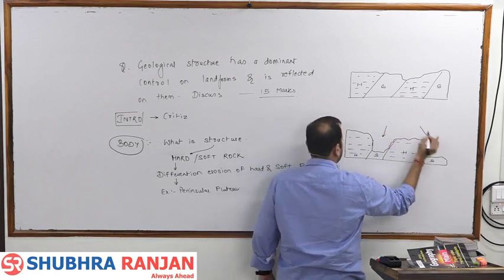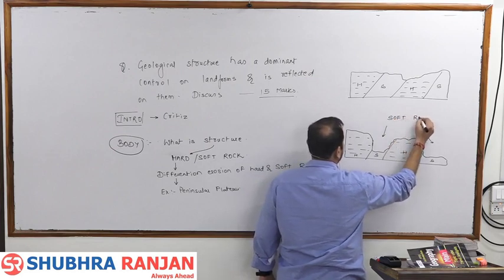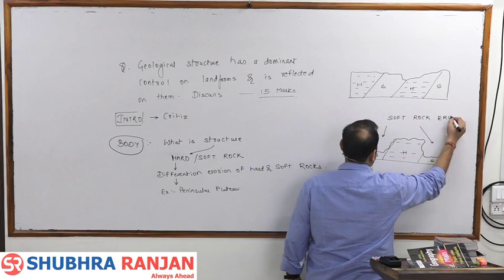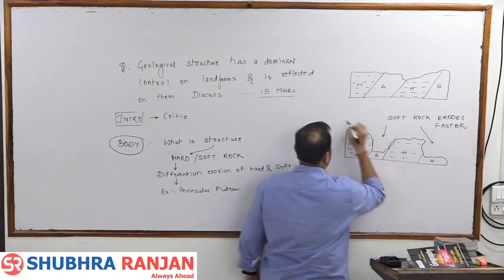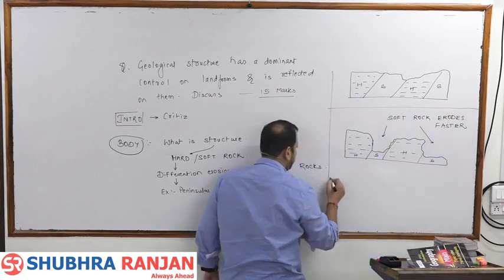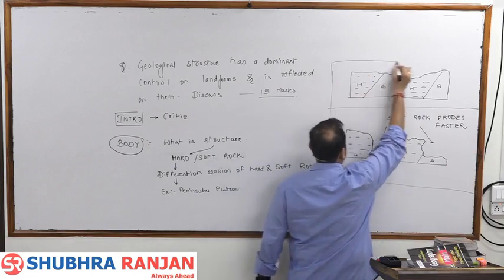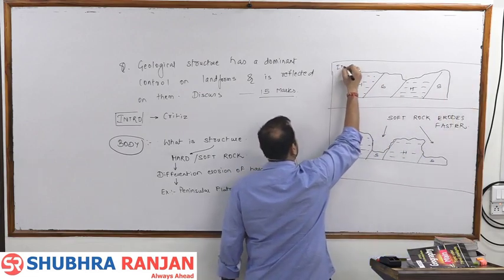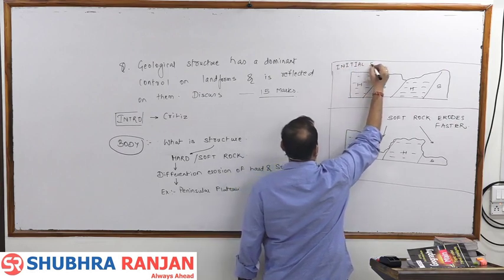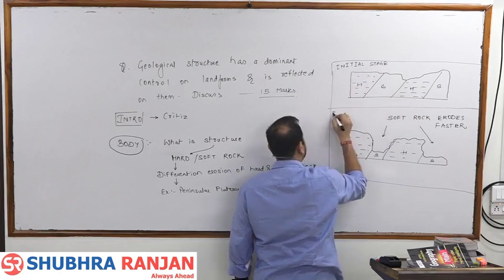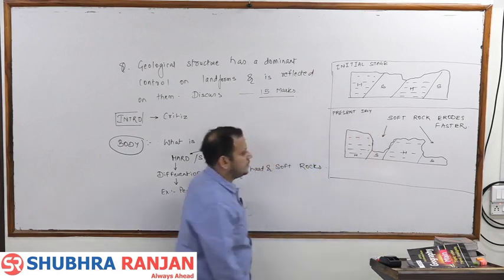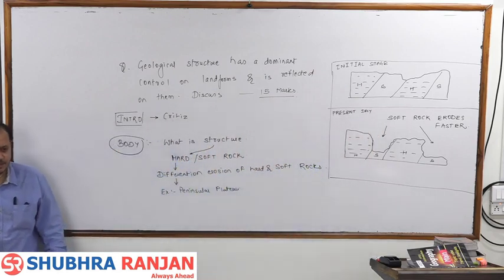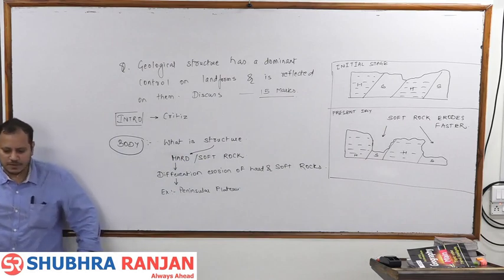In the exam, if you can make the diagram like this, very fine, otherwise skip it. One is the initial landform, the other is the present day landform. What we have shown is that the softer rocks have eroded at a faster rate than the harder rocks.